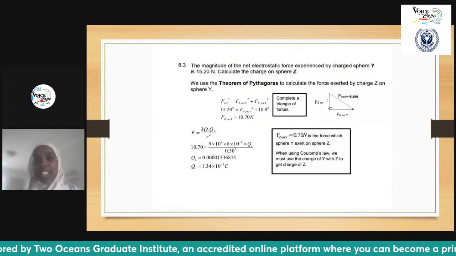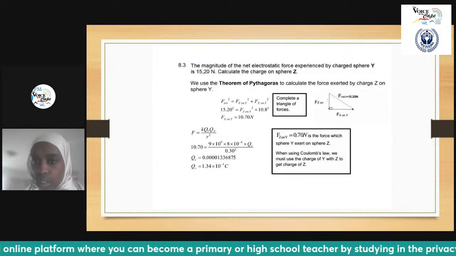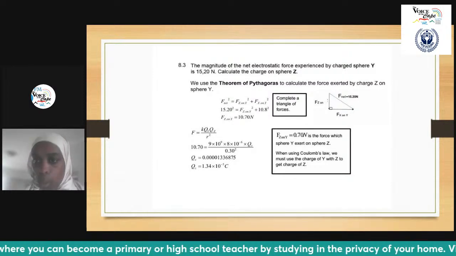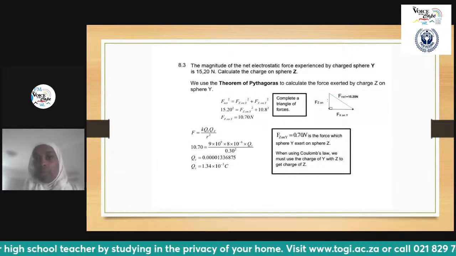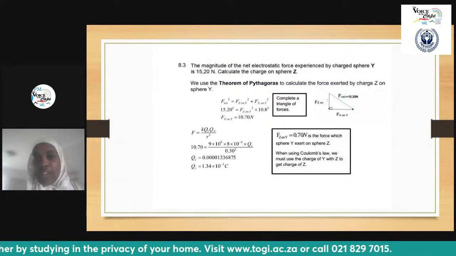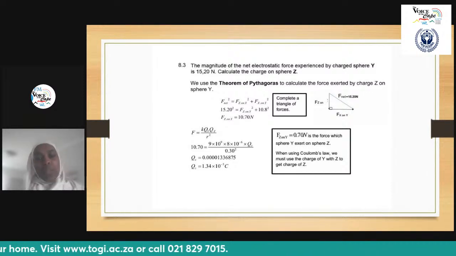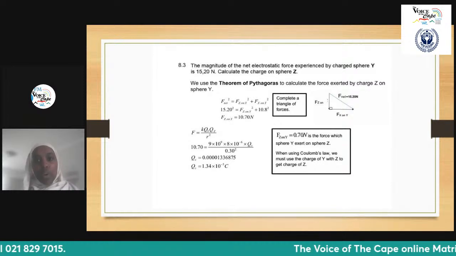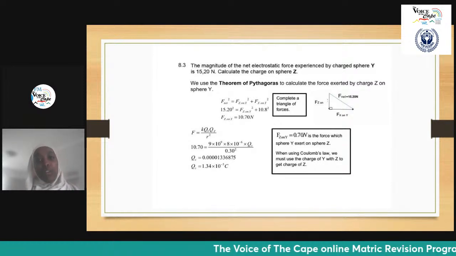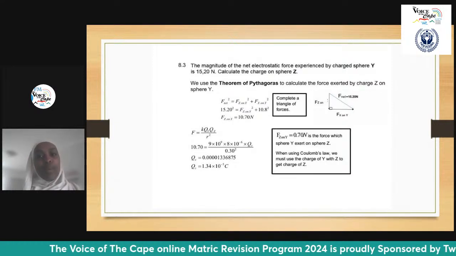But just hold on a minute. It says here that F Z on Y is 10.70 newtons. Why 10.70 newtons? Because you are going to take 15.20 newtons squared is equal to, remember, A squared plus B squared is equal to C squared. So if Z on Y is what you are looking for, because that's the charge that you are looking for, and then you have 10.82 newtons.